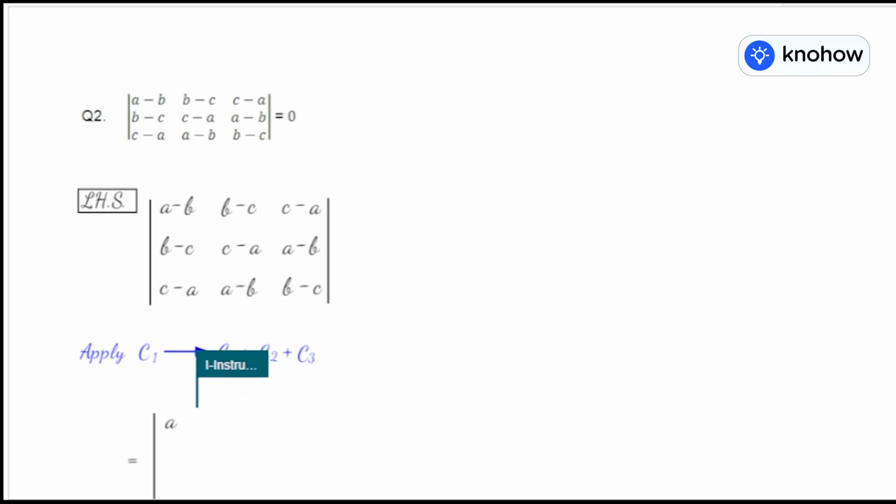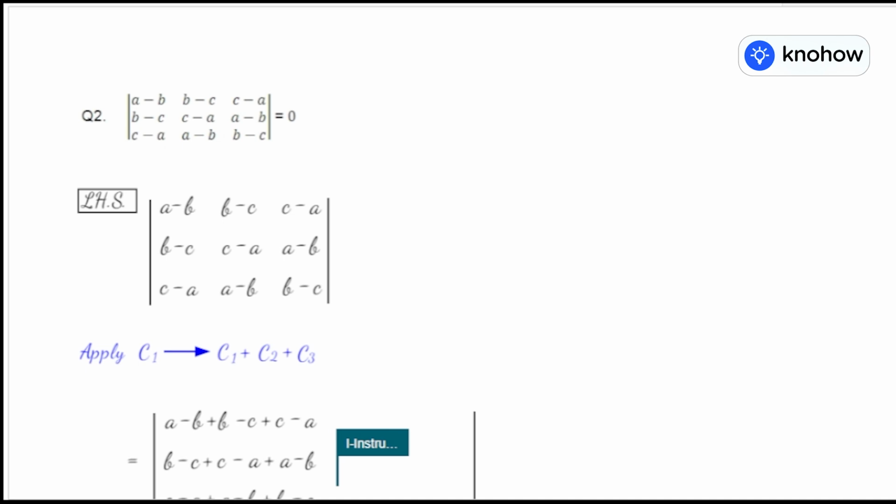You will get a minus b plus b minus c plus c minus a, and then similarly in the second row you get b minus c plus c minus a plus a minus b, and the third row c minus a plus a minus b plus b minus c. That is column 1 only, keeping the other two columns as such. What are the other two columns? b minus c, c minus a, a minus b, and the elements in the third column are c minus a, a minus b, b minus c.